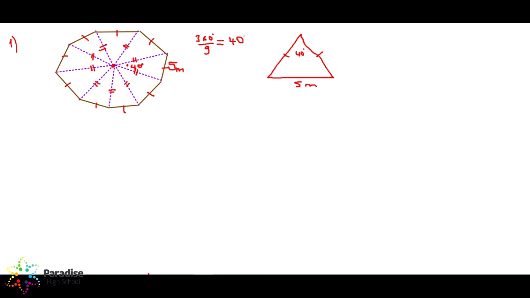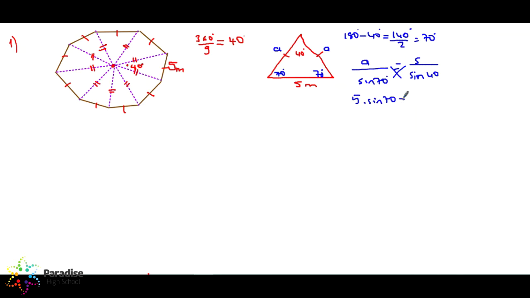Then what am I going to do? First of all, let's say this is A and A, both are equal and unknown. If this is 40 degrees, what are the base angles? Since it is an isosceles triangle, that makes 140 divided by 2, 70 degrees. So these angles will be 70, 70. I'm going to apply the sine rule: A over sine 70 is equal to 5 over sine 40.